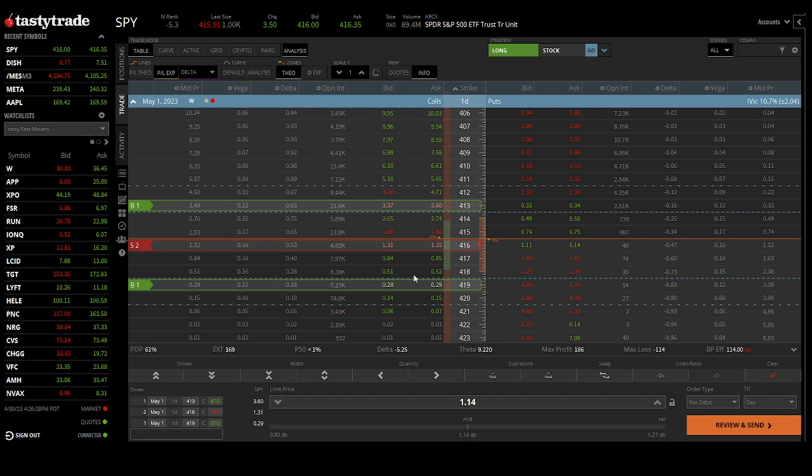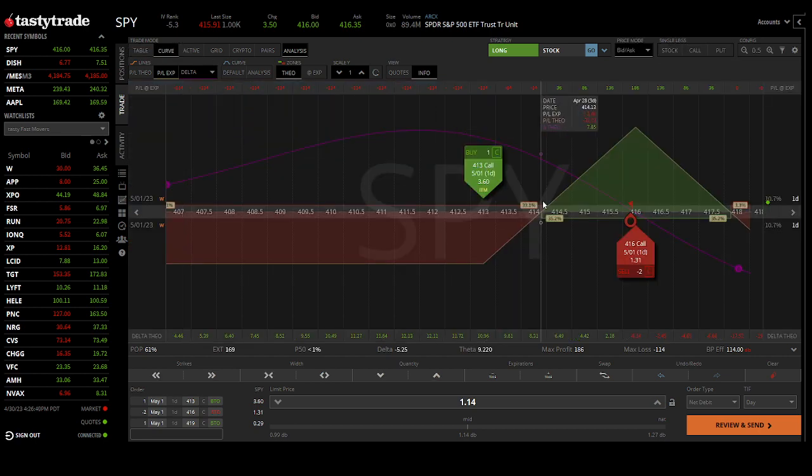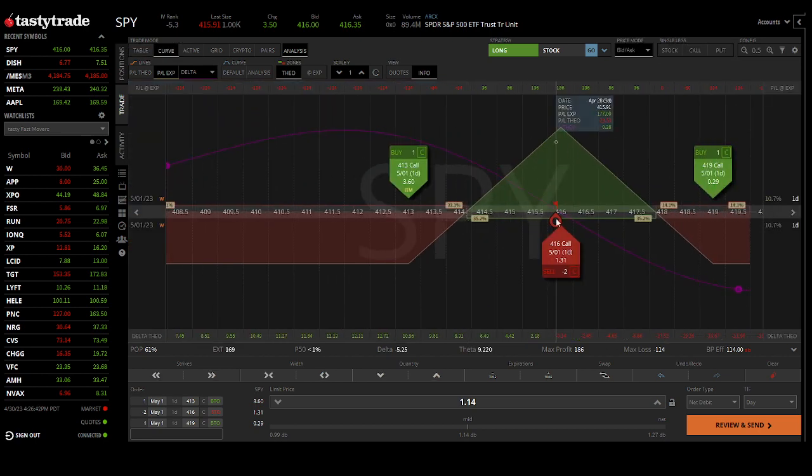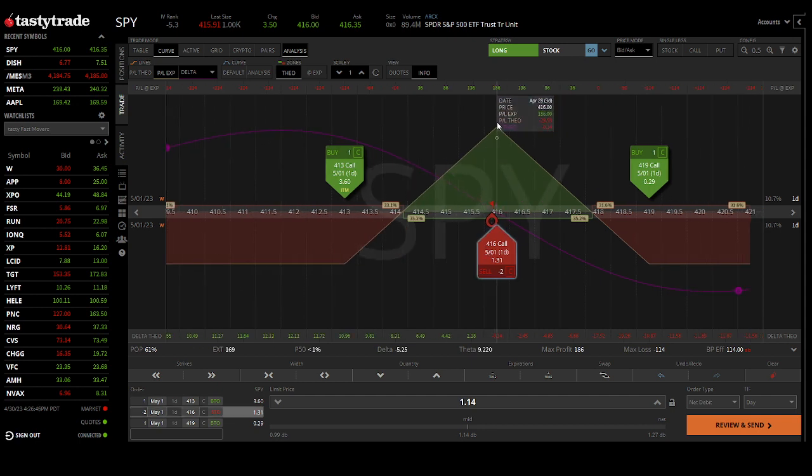So if it's a range day and we're just up $2, down $2, up $2, down $2, up $2, down $2, we're staying in our expected move and we're going to stay profitable throughout the whole thing. Your max profit, your sweet spot, is going to be right at this short strike, right at your 416. And then as it goes away from it, you get less and less.